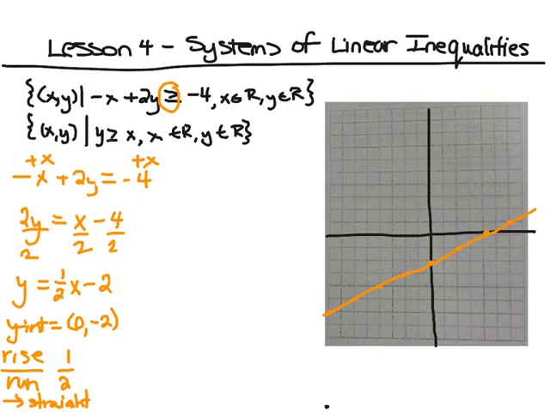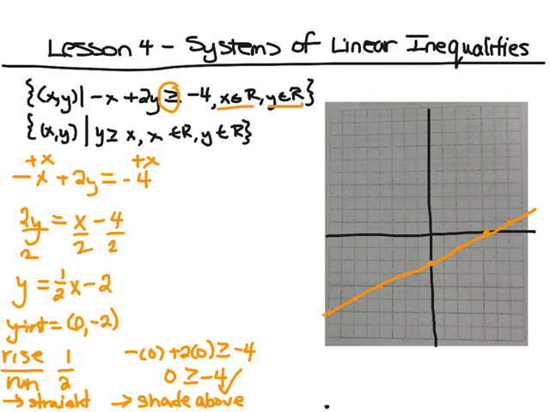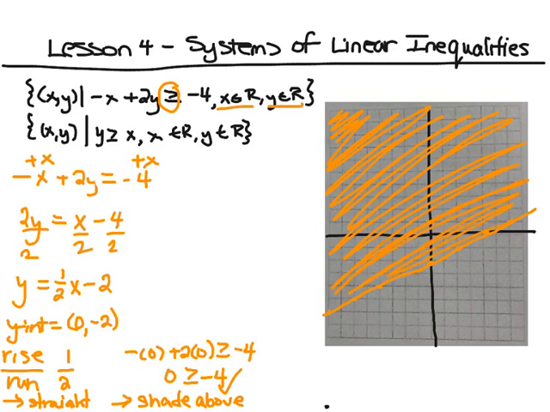Now we need to choose where we're shading. So if we pick a test point to be (0, 0), we have negative 0 plus 2 times 0 is greater than or equal to -4. 0 is greater than or equal to -4, so we're going to shade above. And because it's an element of R, we know that we can shade fully. So all of this should be shaded. I'm sorry that I can't actually shade on the iPad. This is the best you're going to get. I'll show you a picture of the done graph after.